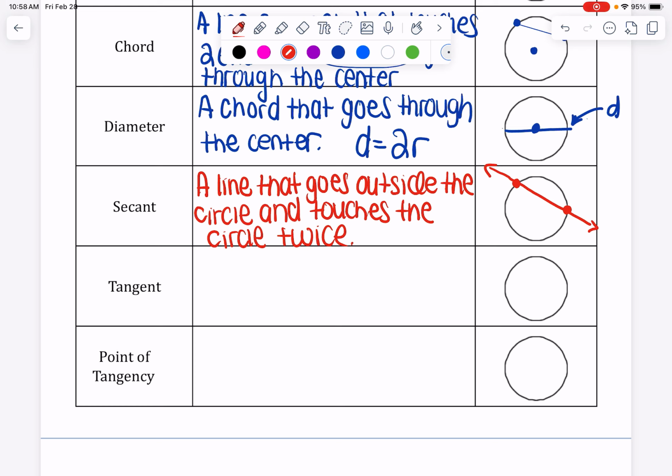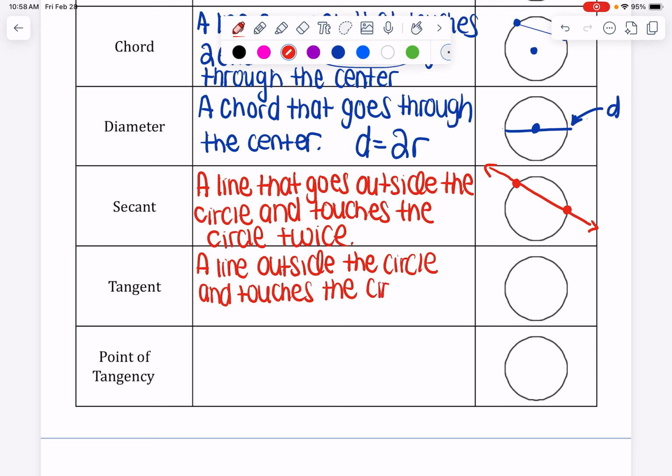Alright, a tangent is next, so a tangent line is going to be a line, okay, outside the circle, and touches the circle once, okay, and it can only be one time. Like, in other words, if we have like a point here, it's kind of going to like scrape against the circle, and it's a line, so it extends out.